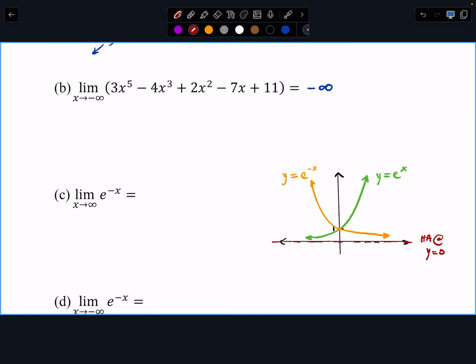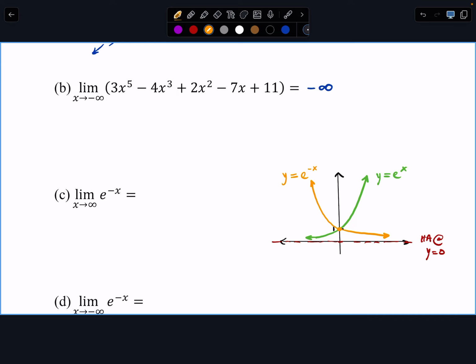So just from being familiar with e to the x and knowing e to the negative x, what that would look like from a transformations perspective, you could say that as x approaches infinity, e to the negative x would approach 0. Is that kind of how you thought about it?